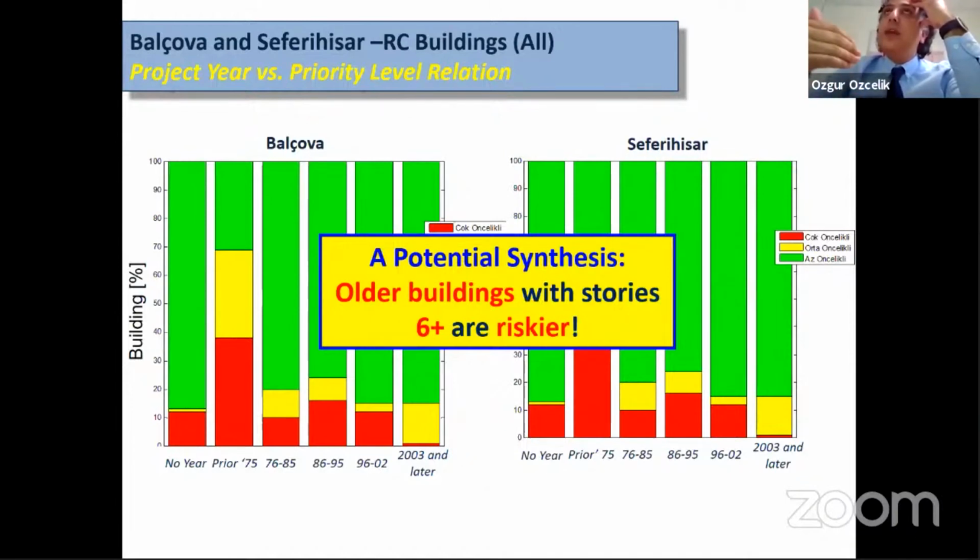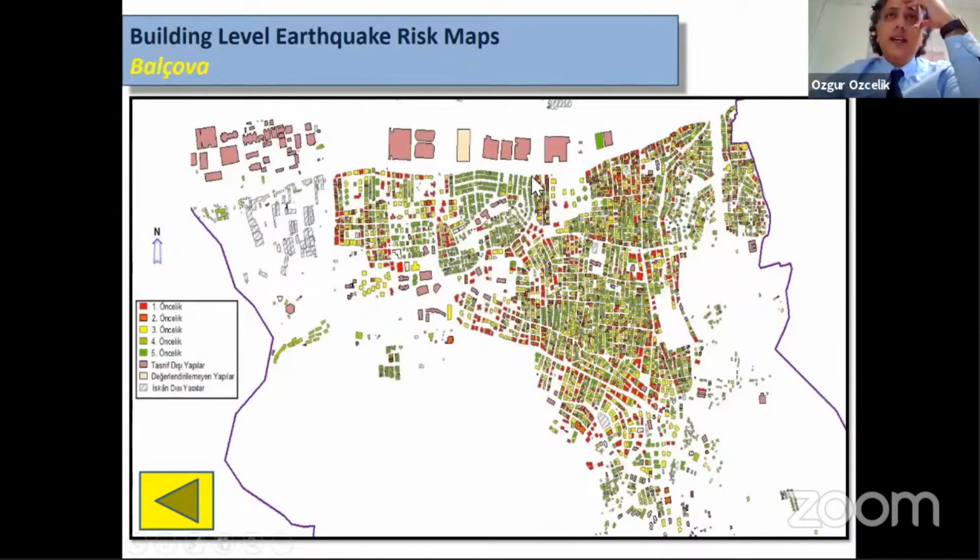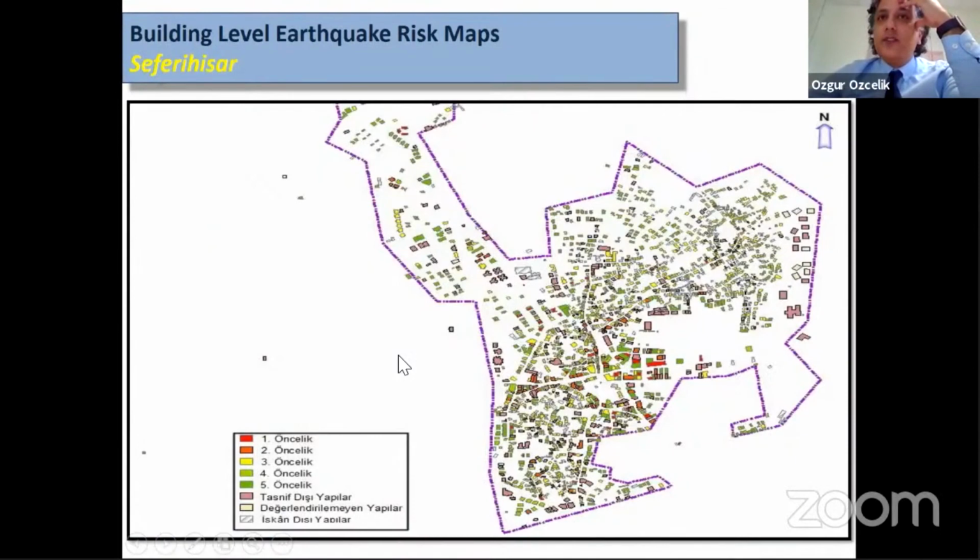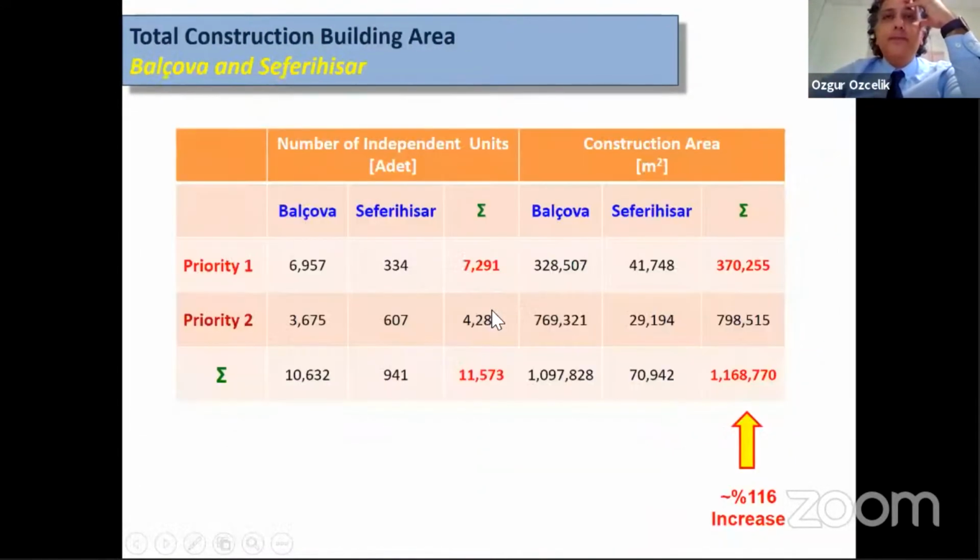So if you were to tell me which building group to start from, I would say go to older buildings with 6 stories and higher. Okay. And this is the earthquake risk map for Balçova. And as you can see here, individual buildings are assigned a risk level. Okay. So you can see here that one building is riskier than the other, and so on and so forth. And this is for Seferihisar, a more refined map.